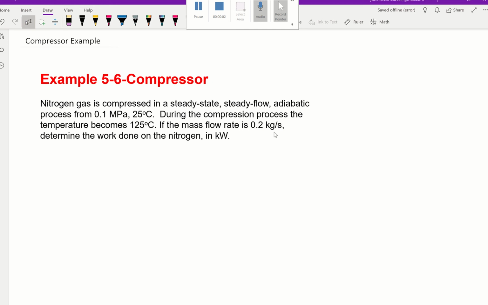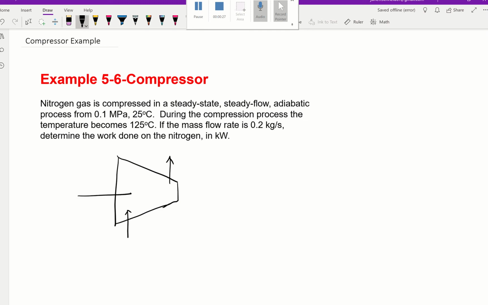Hi, today this video is about an example for a compressor. The first thing we do when we solve an open system device is draw it. If this is a compressor, it goes from an enlarged end to a narrowed end. So that's a compressor. This is the inlet, and it comes out at the narrow end.